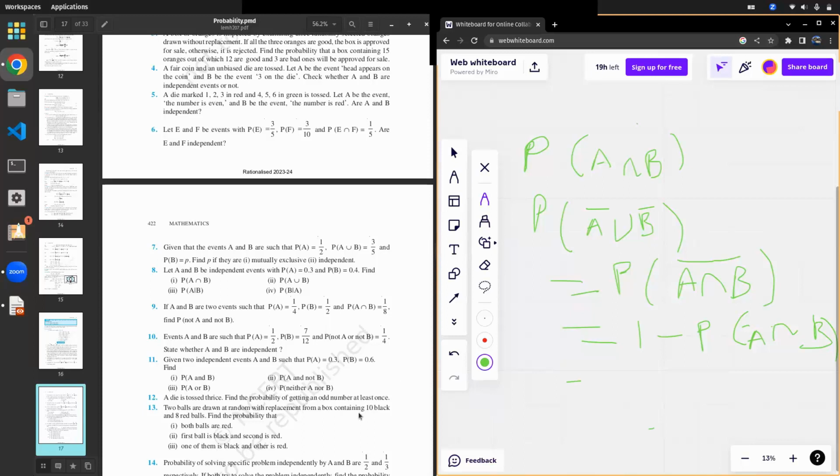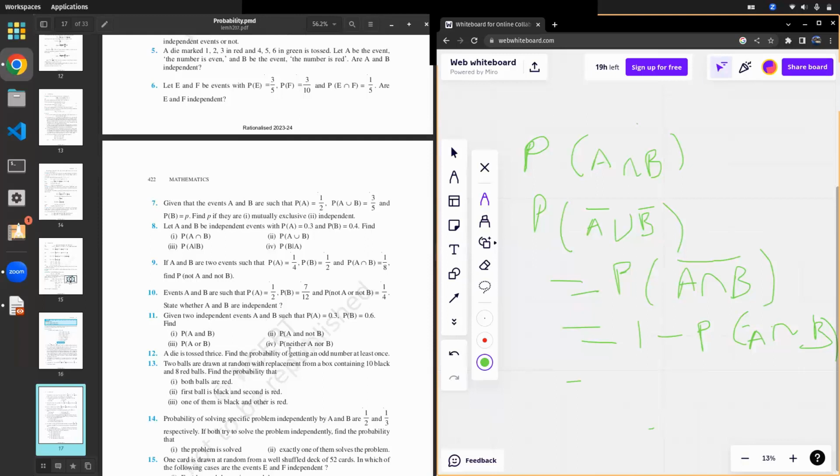So next we will go to the next problem. Given two independent events A and B such that probability of A is equal to 0.3 and probability of B is equal to 0.6. We have to find probability of A and B. This is simply equal to the product of probability A and probability B. And probability of A and not B is the probability of A into probability of not B, which would be 0.3 into 1 minus 0.6, equal to 0.12. In the third part, we can use the value we have found in part one of the problem. Then we can substitute and we will get the value of probability of A or B. In the fourth part, we will get neither A nor B, which is similar to not A and not B.